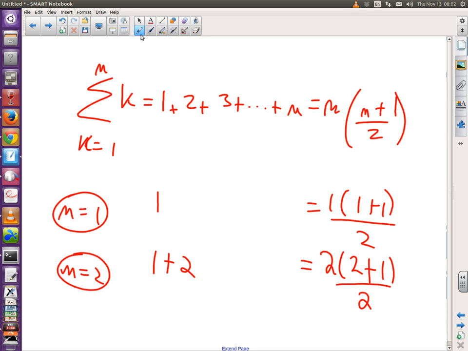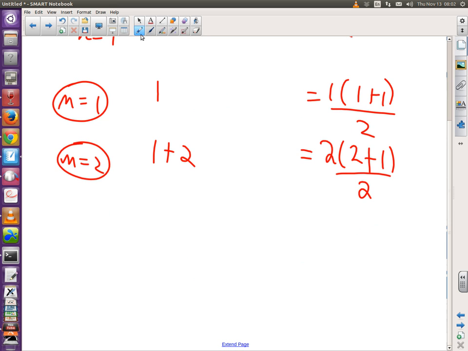Now, let's assume that it works for the next integer, n plus 1, using the fact that it works for some n. If it works for n and n plus 1, and it works for 1 and for 2, then it works for 2 and 3, and 3 and 4, and 4 and 5, and 5 forever. So let's assume that it works for n, and prove that it works for n plus 1.